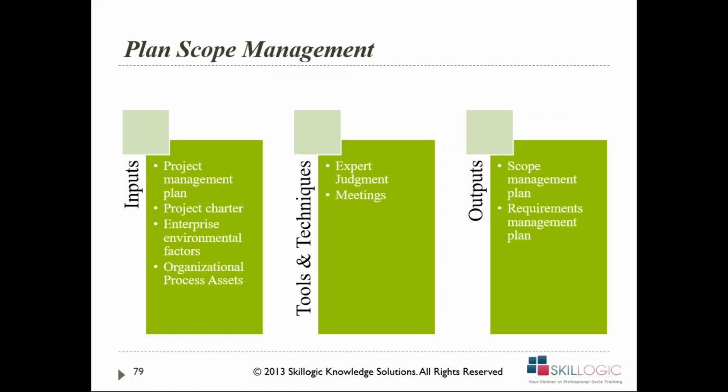Project management plan also talks in detail. The project management plan is the high-level plan which contains all the subsidiary management plans. A scope management plan is one of the plans which make up the project management plan. So these become some of the inputs using which I can create the scope management plan.